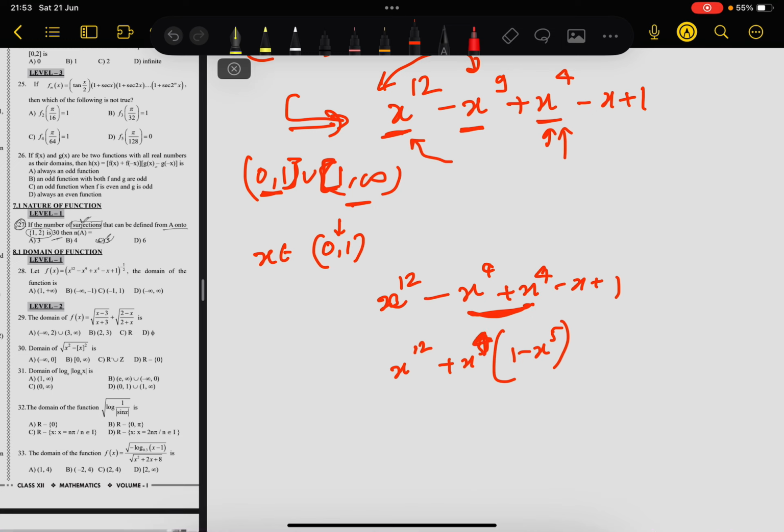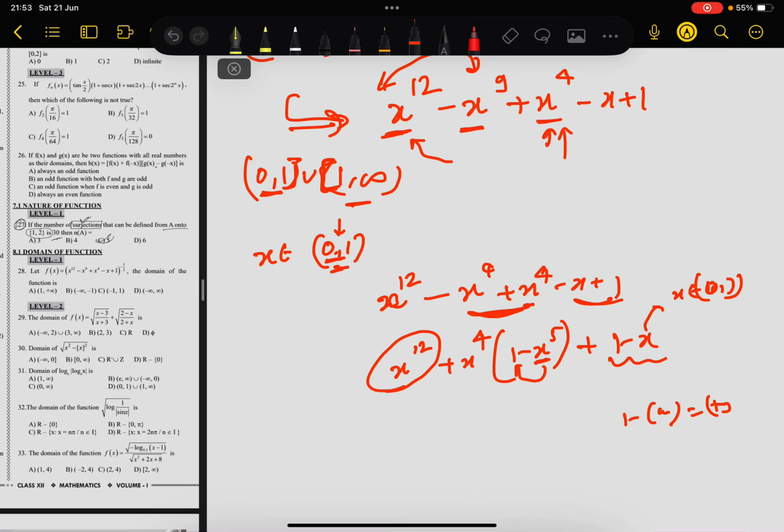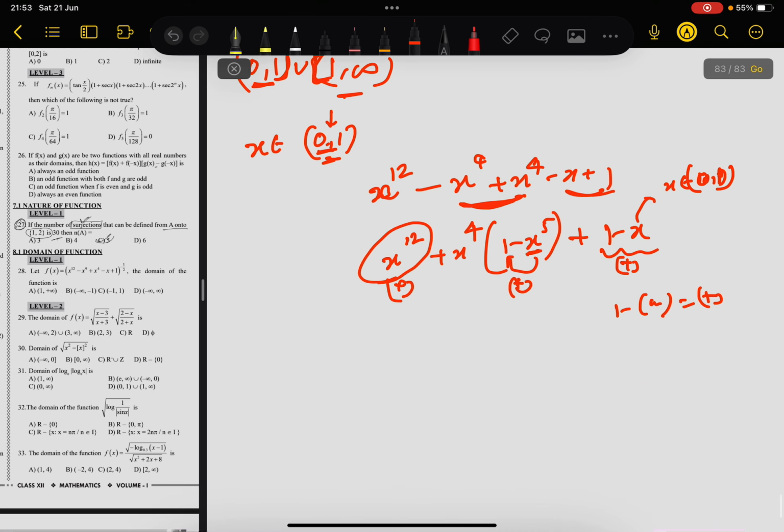Here I am taking x^4 common from the next two terms, and the remaining expression we can write as 1 minus x. So for x belonging to (0, 1), this is positive. As you can see, if x belongs to (0, 1), x^5 will be less than 1, so 1 minus something less than 1 is also positive. Likewise, 1 minus x is also positive, since x belongs to (0, 1). So this is positive, this is positive, and this is positive. So for x belonging to (0, 1), the expression is positive.